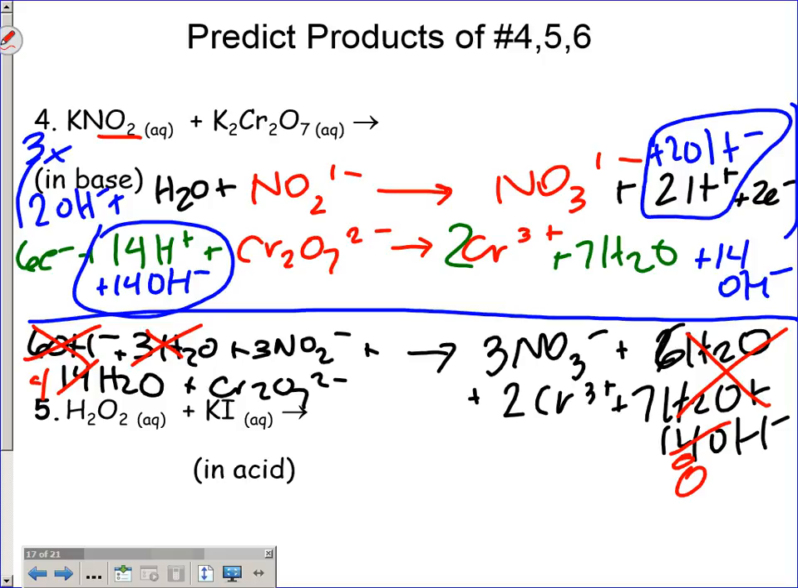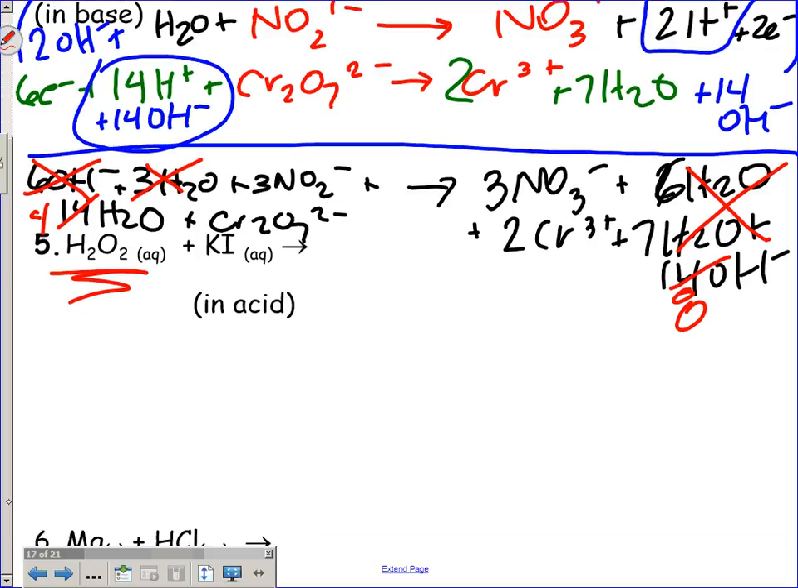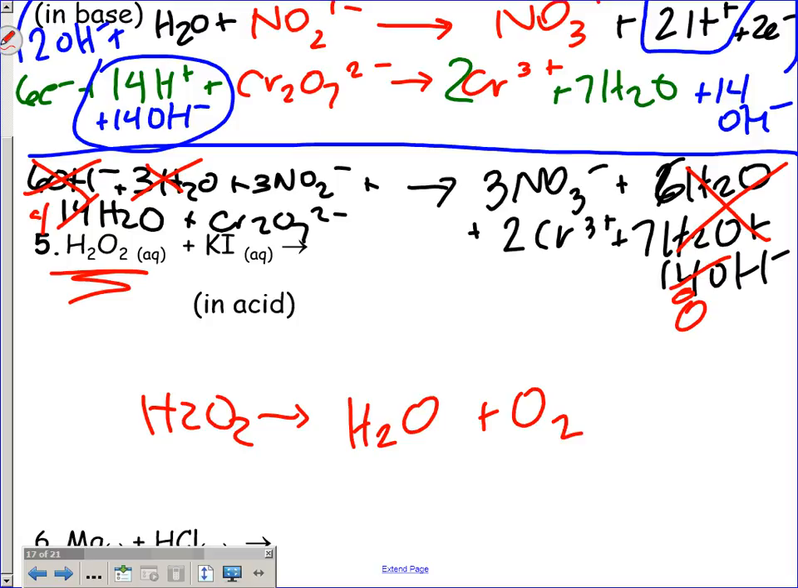All right, so our next one, we have acid. So we have the peroxide, which is interesting because it forms 2 products. If peroxide was to decompose, let me recap that real quickly. If just peroxide was decomposing, what would be the 2 products it would form? Water and oxygen, correct.